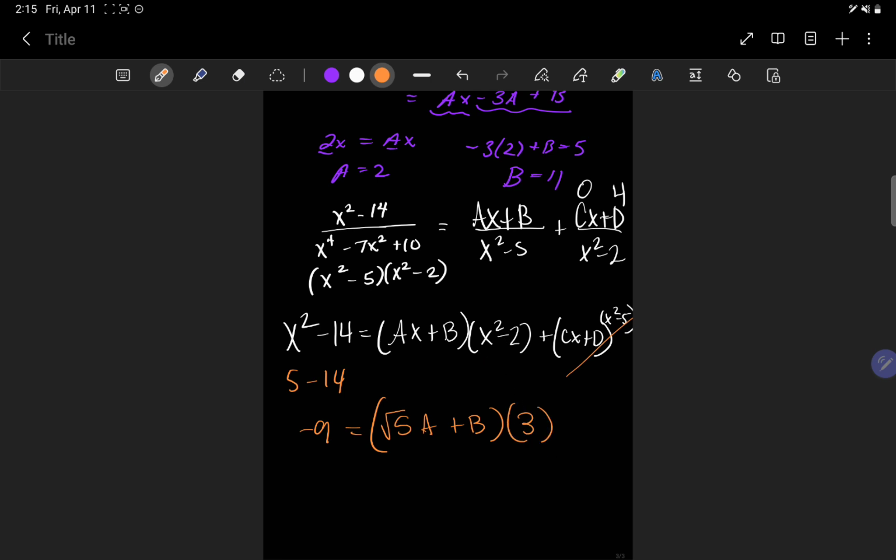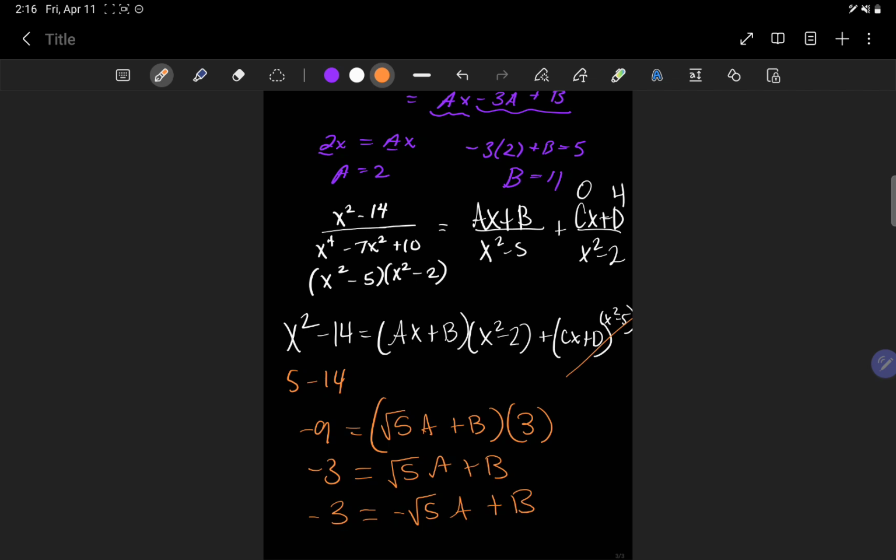All right, and then we can divide both sides by 3. Yep. So negative 3 is negative root 5a plus b. So then the other one would be the same with the negative. Right. So negative 3 equals negative root 5a plus b. Yep. So then when we add these, I think I can add correctly this time. Negative 6 equals 2b, which makes b negative 3.